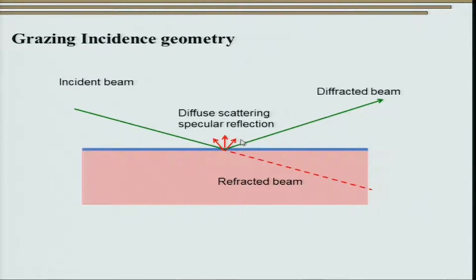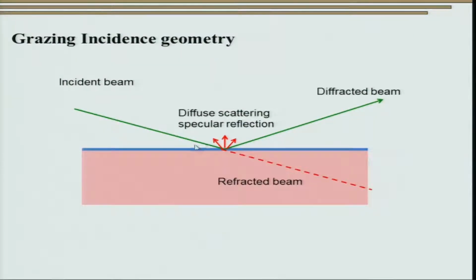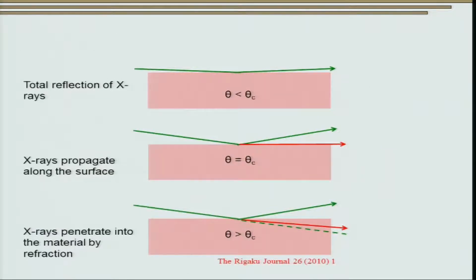At the same time, since it is incident on the sample at a very small angle, we do get diffuse scattering or specular reflection, and if you can imagine, it is going mostly perpendicular or at an angle away from the substrate plane. We also have a refracted beam which is going over here. Now, I hope you appreciate, depending on the incident angle, we can have various situations. This is what is depicted in the next slide.